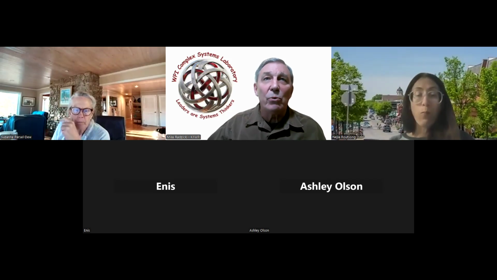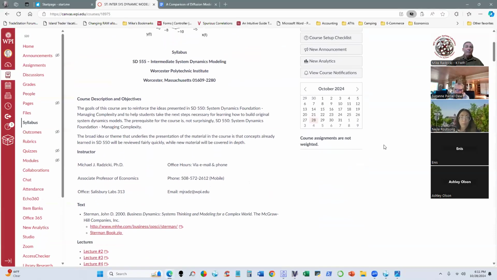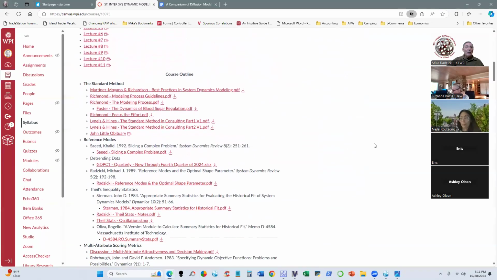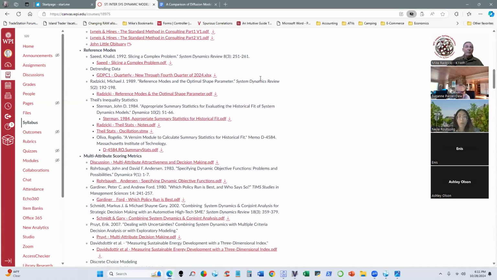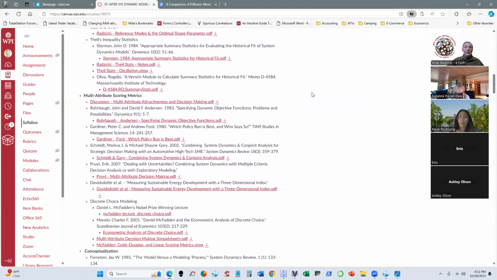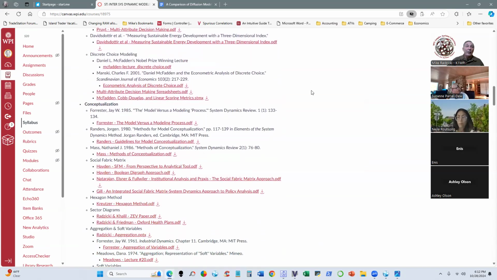Today, let me share my screen. The syllabus continues to evolve and improve. Just real quickly, we started with the standard method, and there's that new paper on best practices you might want to take a look at. I think I mentioned it last time. Reference modes give us a picture of a problem statement. Multi-attribute scoring metrics: not only do we want the model to mimic a reference mode, but we want to be able to compare simulation experiments to the reference mode and to each other. So we need a scoring metric a lot of times, and that's very useful in a game.